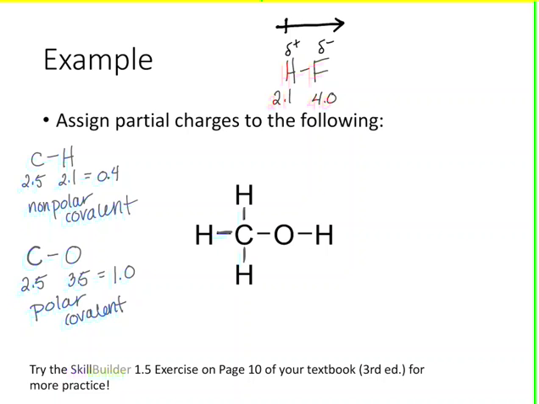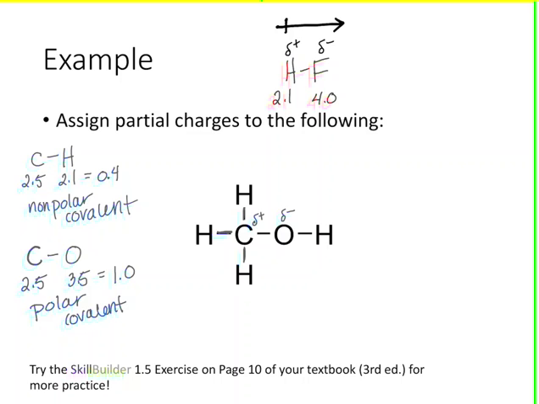Okay, so now we should assign partial charges. Which atom is more electronegative, oxygen or carbon? Oxygen. So oxygen should have a partial negative charge. Carbon will have a partial positive charge.